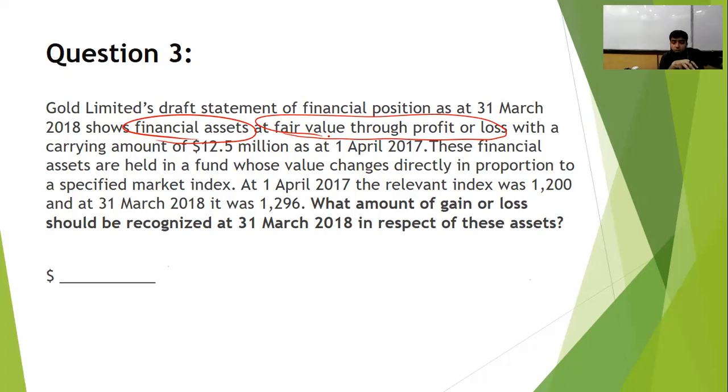In this question, we are going to learn how to account for the gain, or how to account for the change, or how to calculate the gain through market index. So on 1st April, the relevant index was 1200. It means when you bought those shares, the market index was 1200. And at 31st March, that is the accounting year end, the market index is 1296. Now, the question arises, what are we going to calculate? We need to calculate the amount of gain or loss to be recognized. It means you need to recognize the fair value gain or loss.